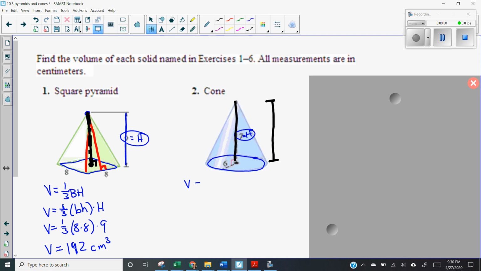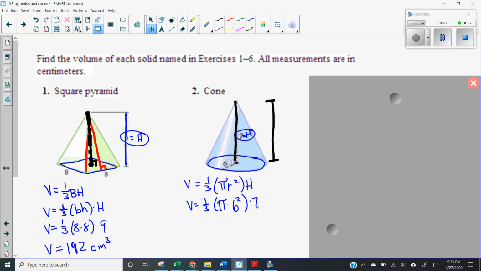Back to number 2, we want 1/3. Now our area of the base this time is pi r squared times capital H height of the whole thing. If you're comfortable just going and plugging the numbers in for something like this, I think that's fine. Okay, so 1/3 times pi times 6 squared. You could just put 36 there if you want.